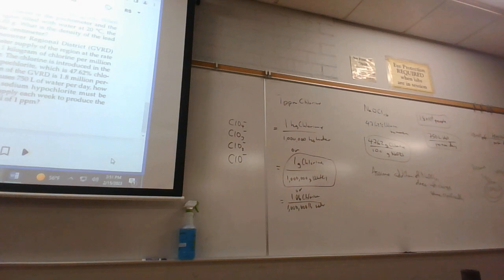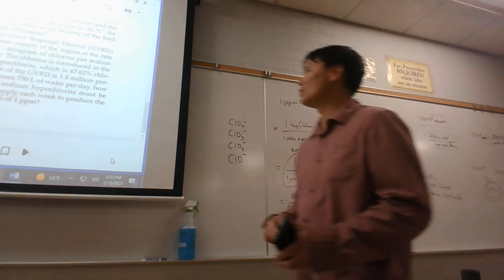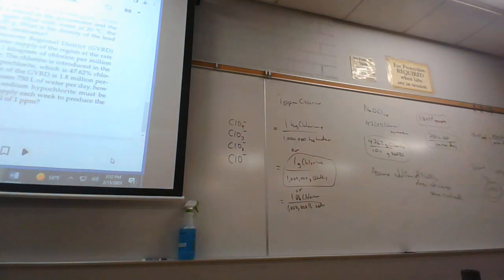How many sig figs am I allowed? 2. So let's round this. This is going to be 2.0 times 10 to the 4th kilograms of sodium hypochlorite per week. In other words, this is going to be 20,000 kilograms per week. 20,000 kilograms, that's a lot. But I guess 1.8 million people, that's also a lot.